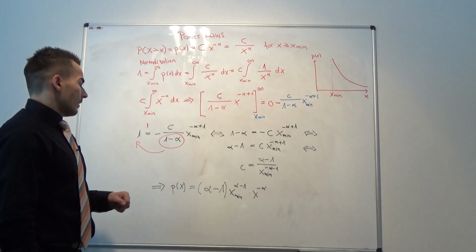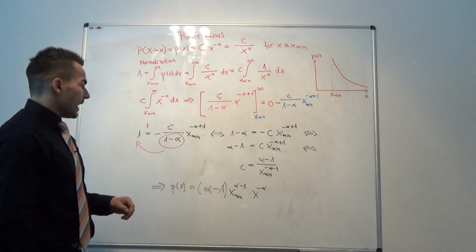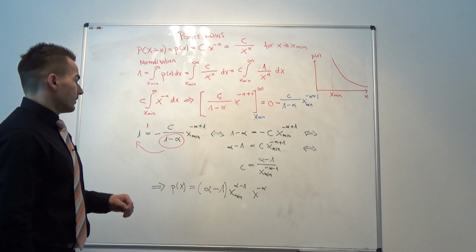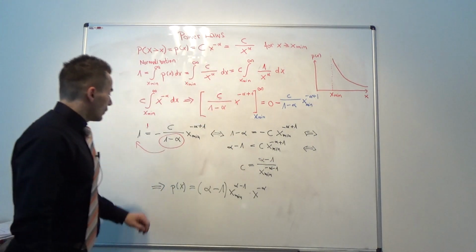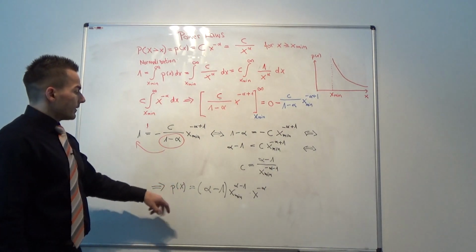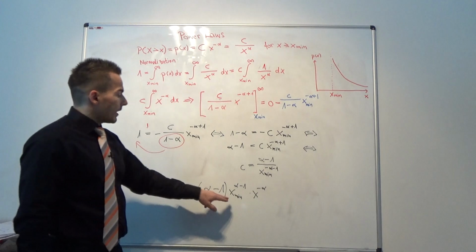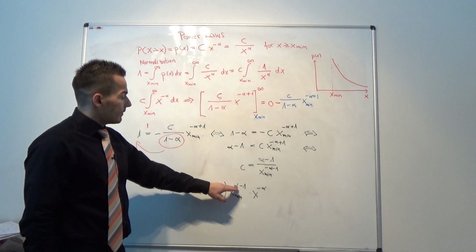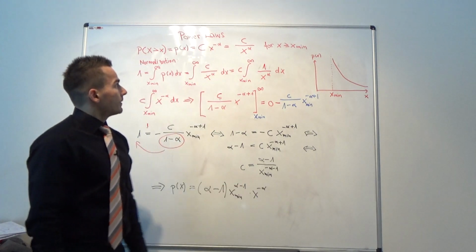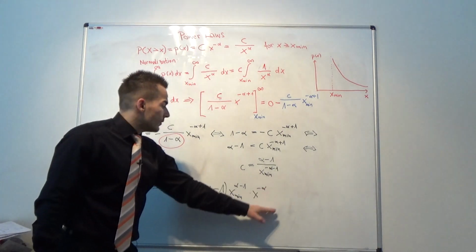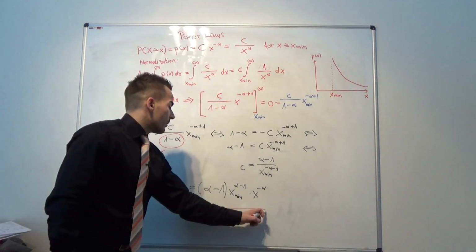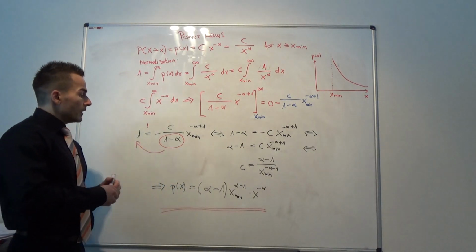We have defined our alpha. What is our c? Now we can just plug it into our power law, and what we end up with is that our probability function is defined as alpha minus 1 times the minimum value to the power of alpha minus 1 times x to the power of minus alpha. So now we have derived the probability function for our power law process.